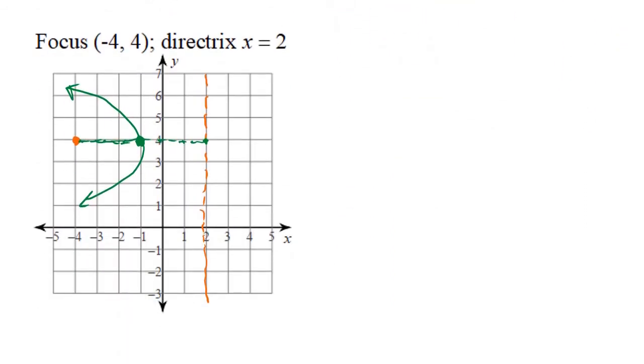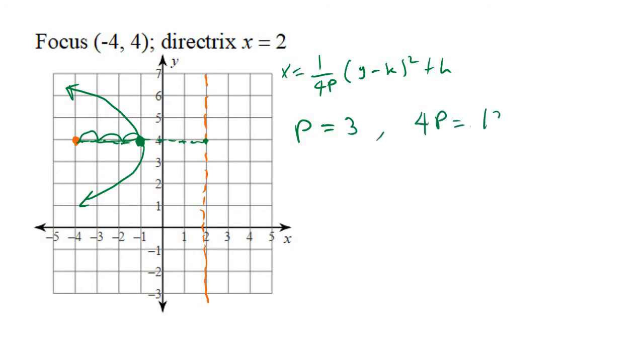So, let me copy the formula over here. x equals 1 over 4p times (y minus k) squared plus h. In this case, p is 3, because from the vertex it's 1, 2, 3 units. P is 3, 4p will be 12, and the vertex is at negative 1, comma 4. So h is negative 1, k is 4.